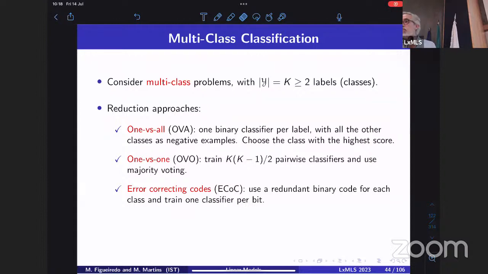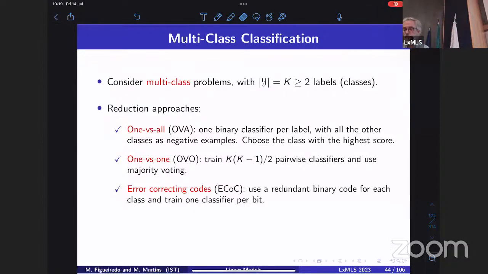But you can try to be a bit more clever. And instead of 3 bits, you use 4 bits. For example, you add an error correcting bit, say if you force the word to have even parity or odd parity. Instead of the minimum, which for eight classes would be 3 bits, you use 4 bits. Okay. And you get a bit of redundancy and you get a more robust classifier.